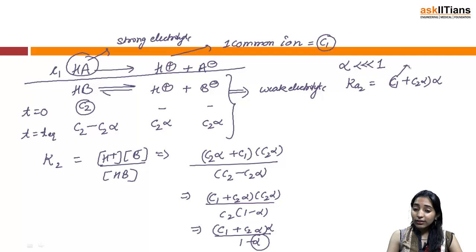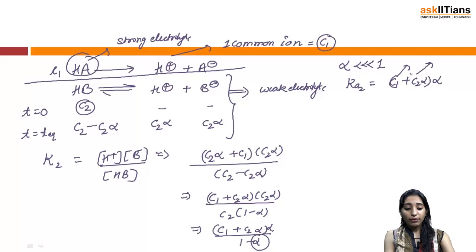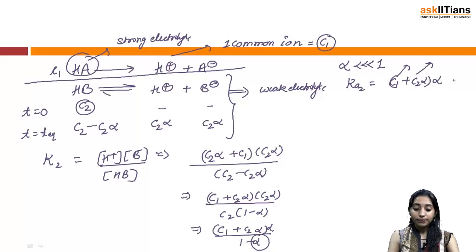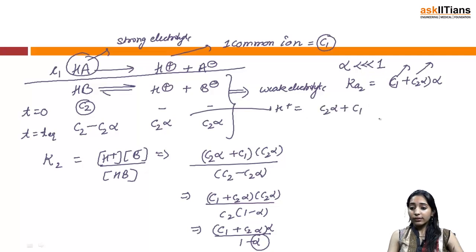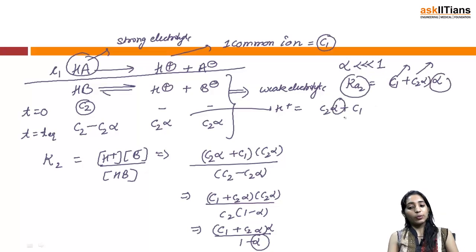Now, you know the concentration of C1, you know the concentration of C2. So, I can very easily find the value of Ka and alpha. So, I can say the concentration of H positive ion now will be given as C2 alpha plus C1. Now, if we know the value of K2, we will be able to find the value of alpha. On finding the value of alpha, I can replace this alpha in the concentration of H positive.